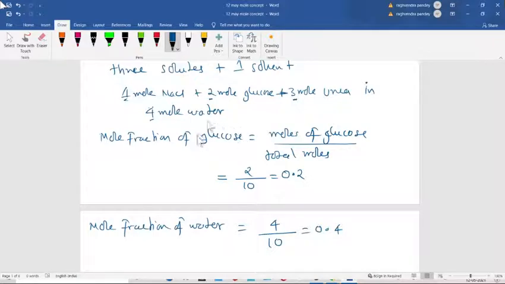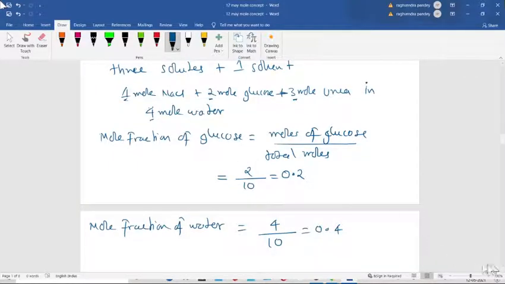Glucose will have its own mole fraction, water will have its own mole fraction. Similarly, NaCl will have its own mole fraction, urea will have its own mole fraction. Have you understood that one? Is there any doubt?